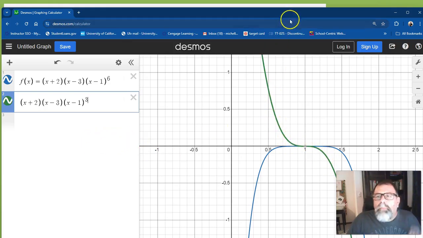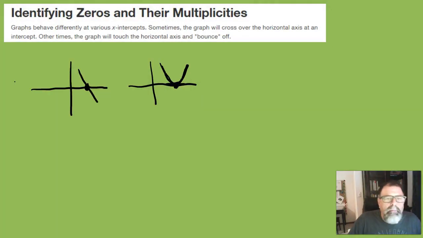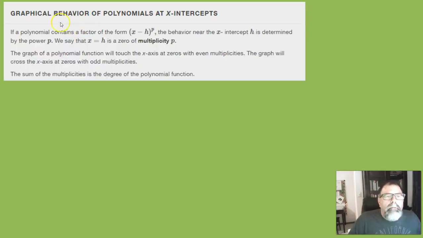Okay, so the multiplicity for each of the x-intercepts gives you some information about the shape, or what we call the behavior at the x-intercept. It either goes through, or it touches it and then bounces off. And then you can go a step further. If you zoom in at that spot, it gives you the shape: x squared, x cubed, x fourth, whatever the case is. Graphical behavior of polynomials at x-intercepts.